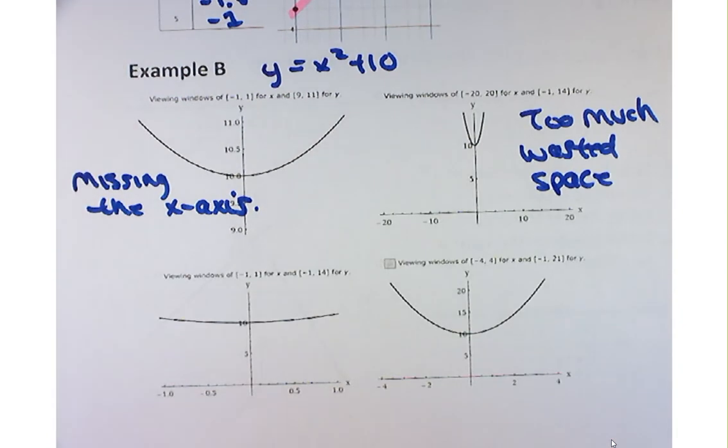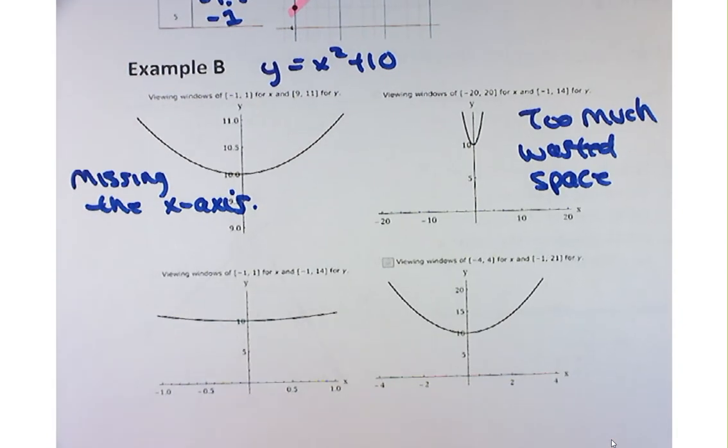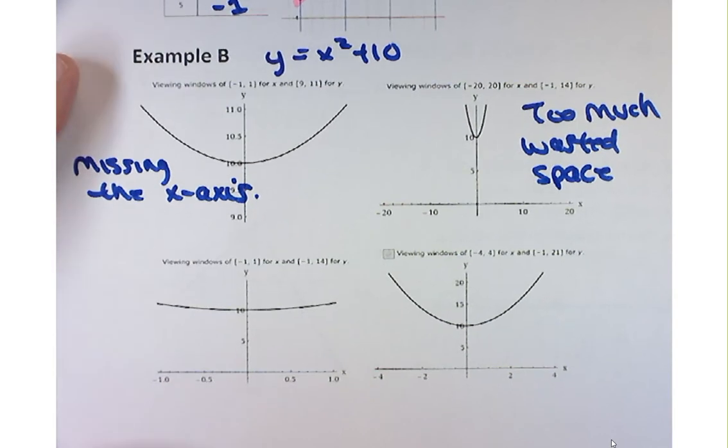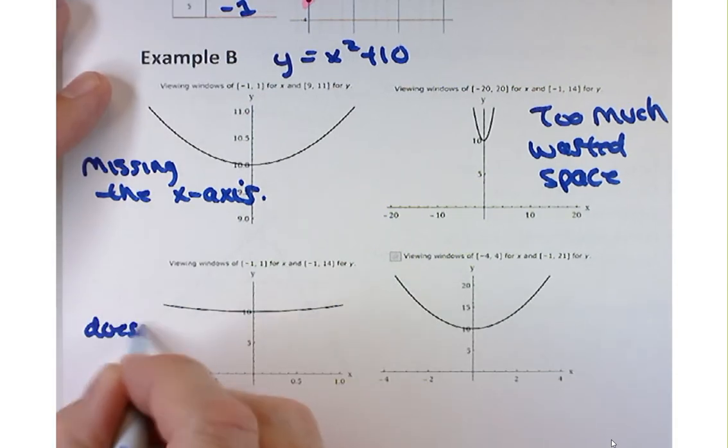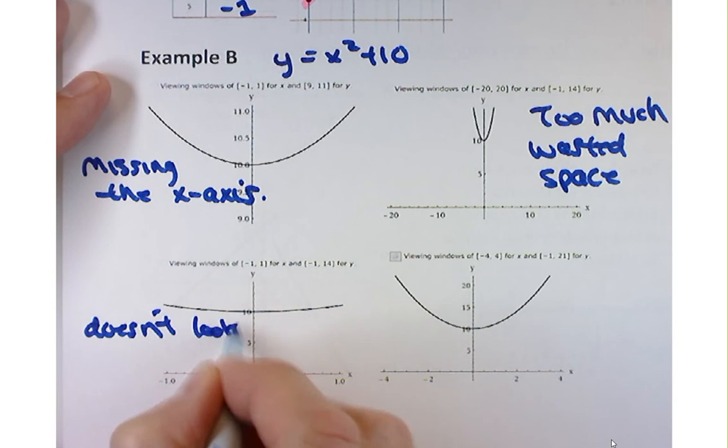How about this one down here? Is anything wrong with that one? It's got the x-axis. Can't really see the whole curve. Yeah, it doesn't even look like a parabola, right? It's supposed to be a parabola, but it doesn't really look like one. So, yeah, you're zoomed in too much. So it doesn't look like a parabola.